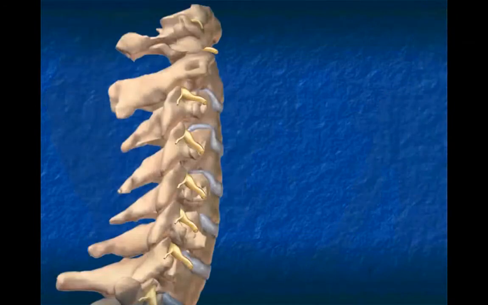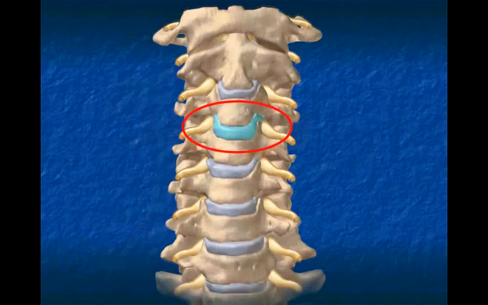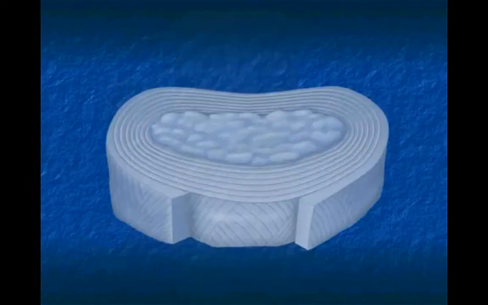There are discs separating each vertebra of the spine. These discs help to separate the vertebrae to allow for movement. They also help create the space between each vertebrae through which each nerve root exits the spinal column. Each disc acts as a shock absorber between vertebrae and adds flexibility to the spine.